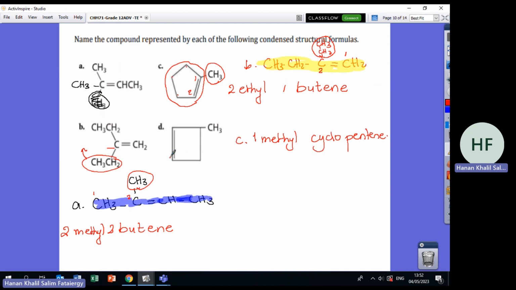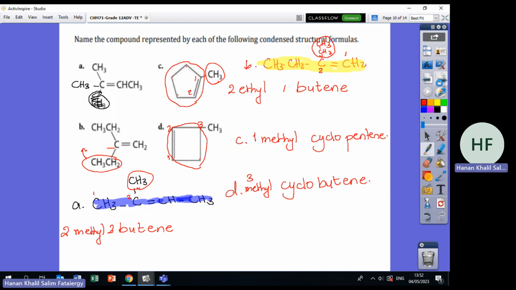Okay, now here the double bond will be at carbon number 1. This is 2. This is 3. First I will name this one. It is cyclo, 4 carbons 1 2 3 4 is but-, and the double bond means -ene. There is a branch at carbon number 3 and this is methyl. Always keep the double bond at number 1 or 2, depending on which is closer to the branch.